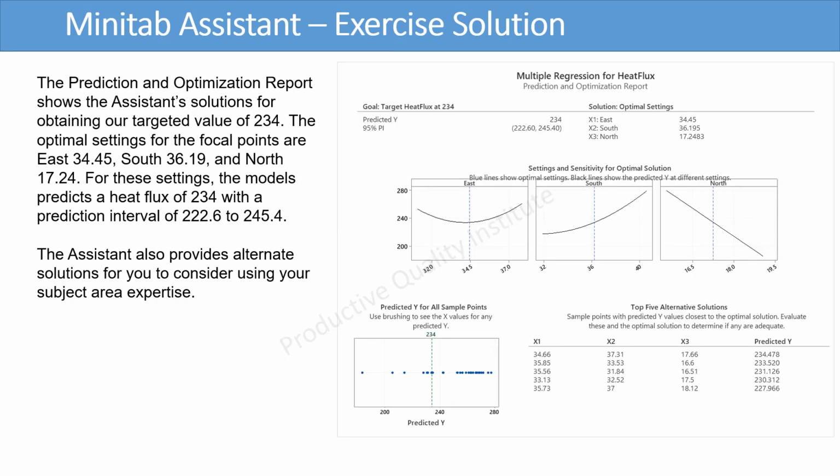The prediction and optimization report shows the assistant's solutions for obtaining our targeted value of 234. The optimal settings for the focal points are east 34.45, south 36.19, and north 17.24. For these settings, the model predicts a heat flux of 234 with the prediction interval of 222.6 to 245.4. The assistant also provides alternate solutions for you to consider using your subject area expertise.